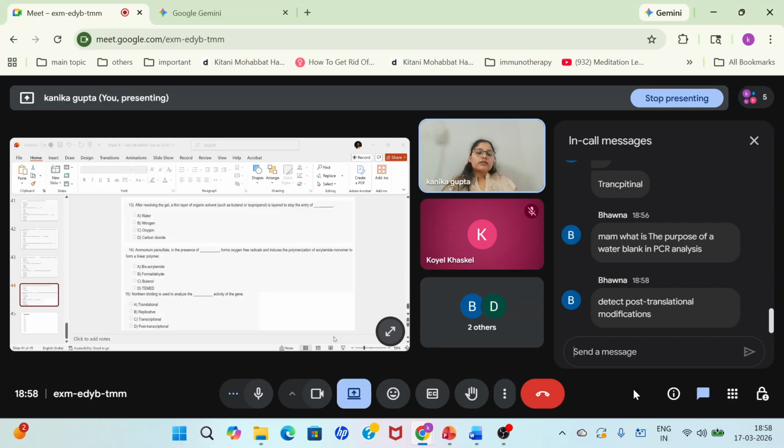Yes, Bhavna. Detect post-translational modifications. Correct. So basically any type of carbohydrate, because in post-translational modification what happens? In most cases it is a sugar moiety that is getting attached to the protein. So to study those post-translational modifications, we generally do eastern blotting to study the carbohydrate. Okay, so eastern blotting is used for that.